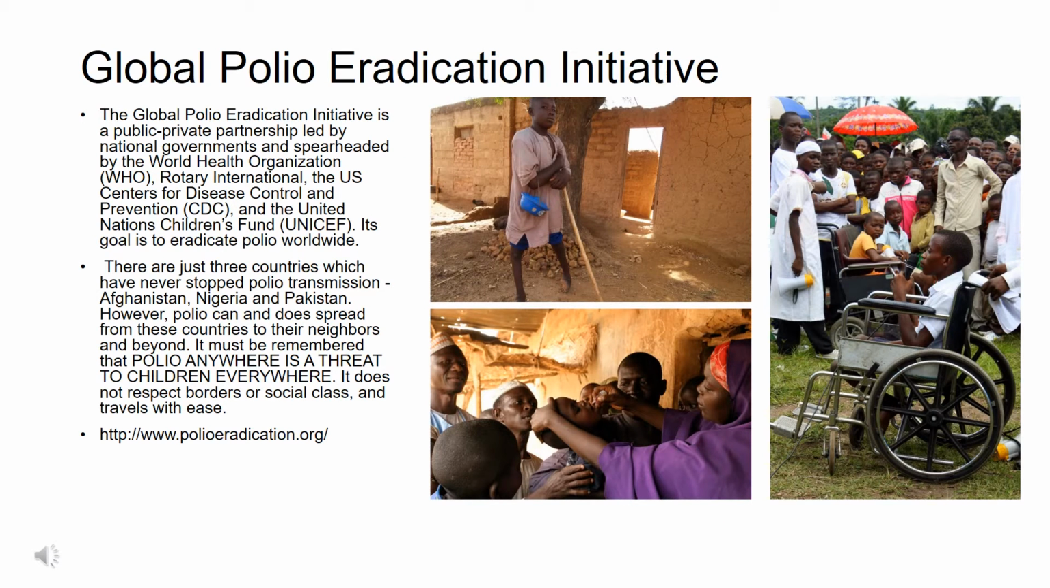While polio has been eradicated in the United States, unfortunately there are still 3 countries which have never stopped the transmission of polio: Afghanistan, Nigeria, and Pakistan. And we have to remember that polio anywhere is a threat to children everywhere. Luckily, there are programs like the Global Polio Eradication Initiative that are doing all they can to vaccinate, educate, and eradicate polio.